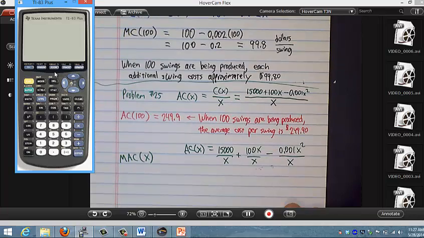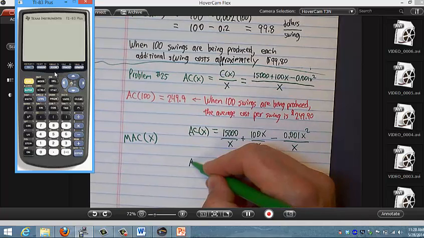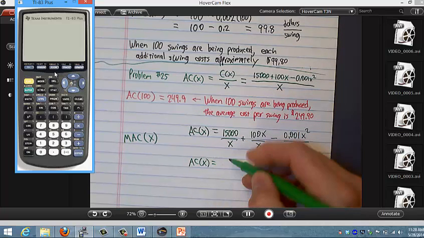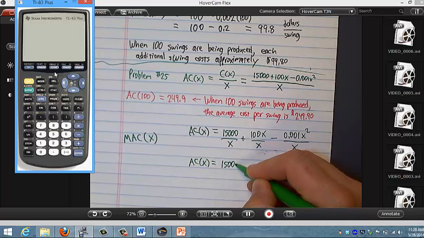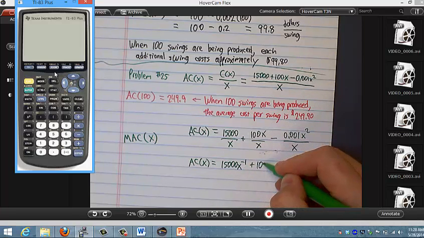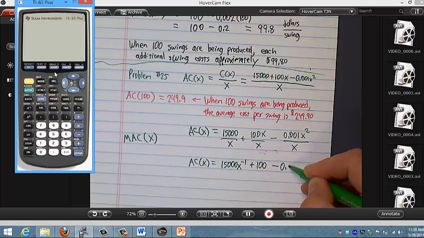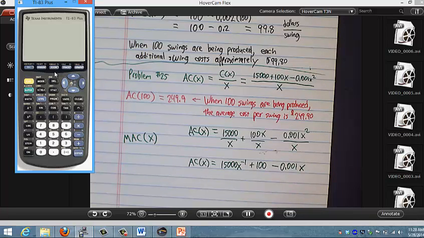So then let's rewrite it. AC of X is actually 15,000 X to the negative first plus 100. And then this, what would this be? This would be minus 0.001X. You guys with me?